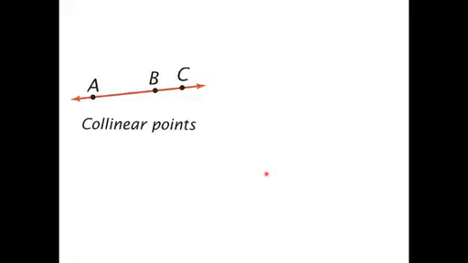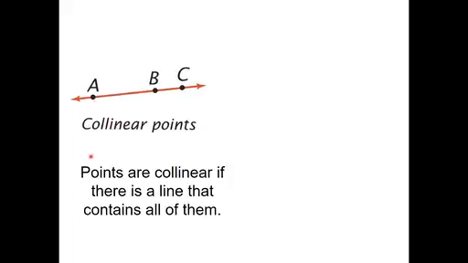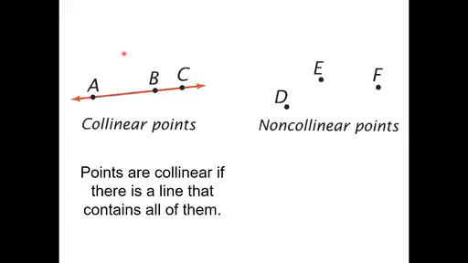Collinear points. Think about what that might be. I see line in there. Co means with, so maybe collinear. Well, here's our definition, one that you'll need to know. Points are collinear if there is a line that contains all of them. Pretty straightforward. If I were to put a point up here, that would not be collinear with the other 3. Here are some non-collinear points.